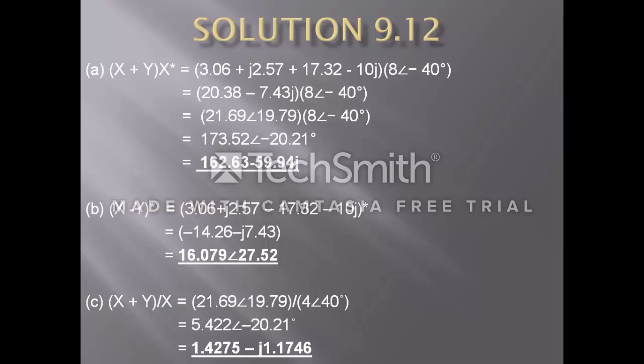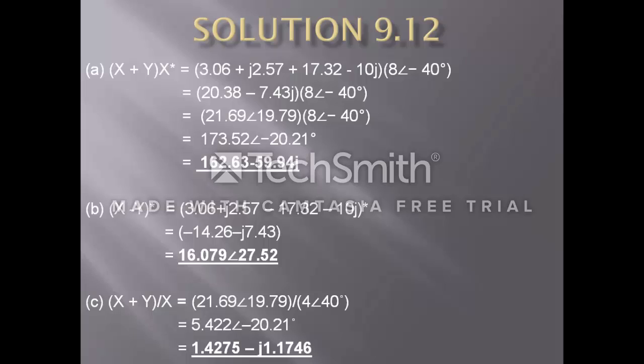We replace the values of x and y: 3.06 plus j 2.57 minus 17.32 minus 10j conjugate, whole conjugate. Then adding these two and taking the conjugate, we get minus 14.26 minus 7.43j. Changing this into the polar form, we get 16.079 with a phase angle of 27.52.